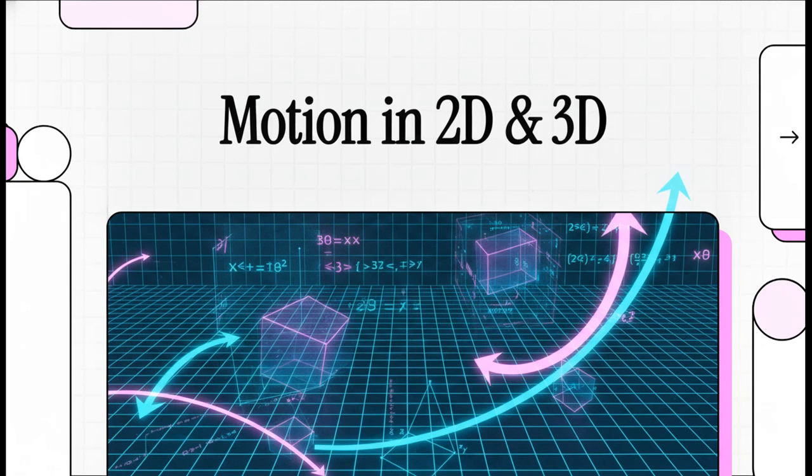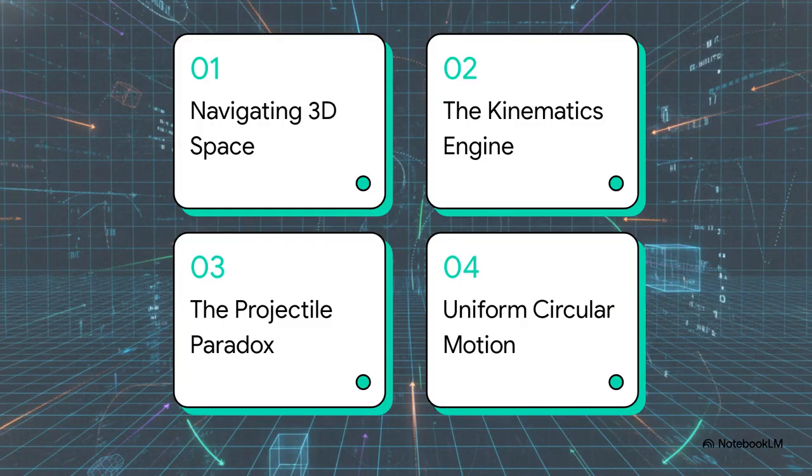Let's take a massive leap right into 2 and 3 dimensions. Today, we're decoding the invisible mathematical rules that actually govern how objects move in our physical universe. Upgrading our perspective from those simple straight lines to see how the world really moves. Okay, here's our simulation initialization sequence for today.